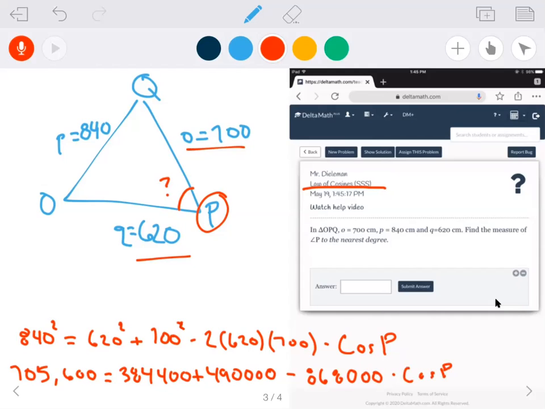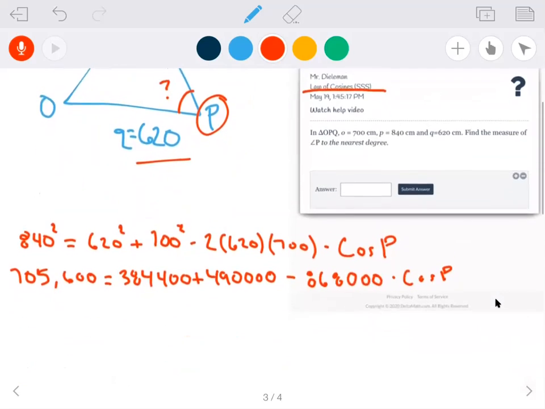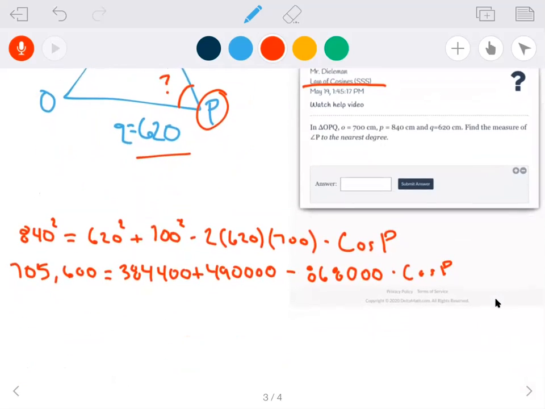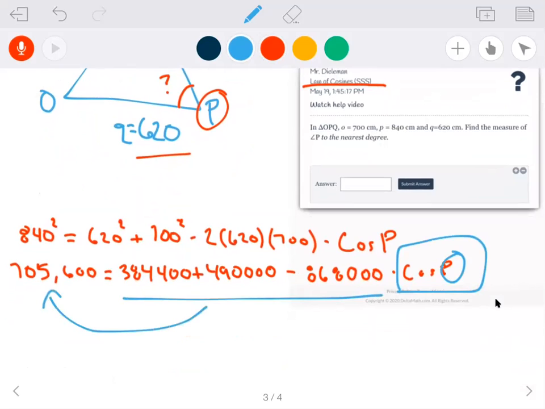Now here's where you've got to be paying close attention, because I can't just subtract to get P by itself. I obviously want P by itself, but I need to get cosine of P by itself first. So I need to get rid of all this stuff and move it over to the other side. And the way you do that is by subtracting. So I'm going to subtract this and this from both sides first, because you need to follow the order of operations, the PEMDAS.